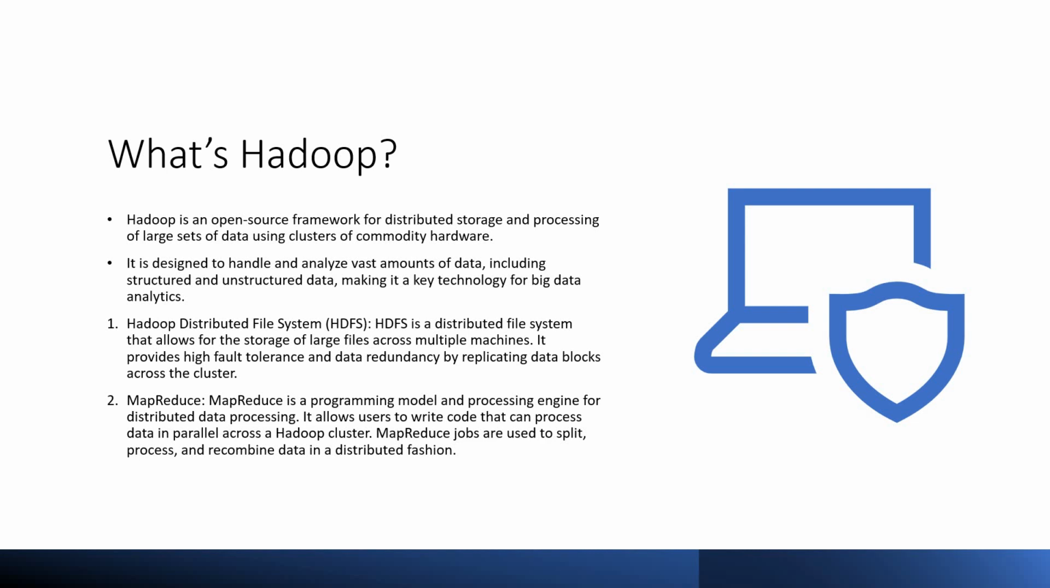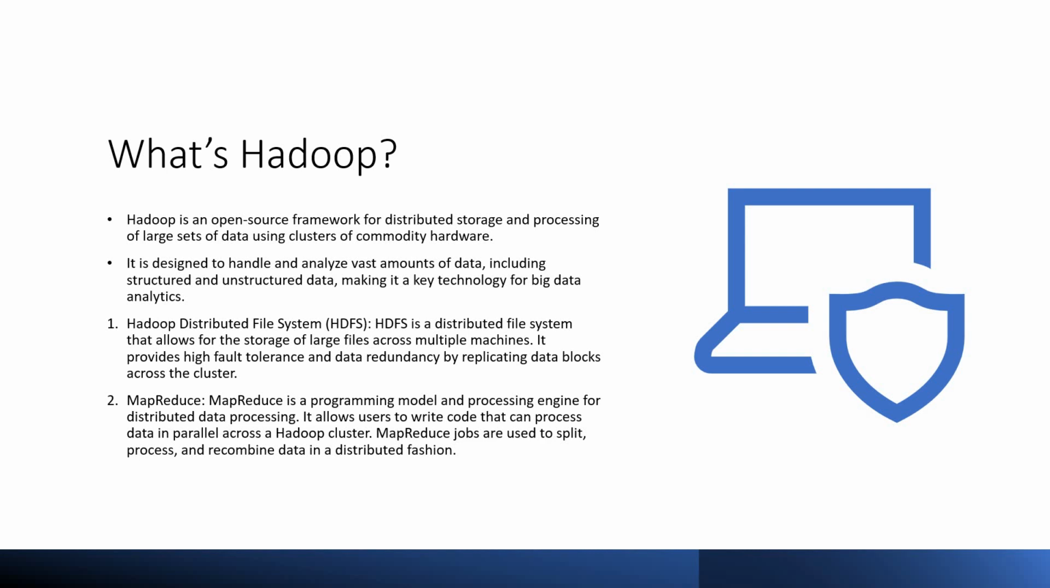There are two things that you need to remember when you talk about Hadoop. The first one is the Hadoop Distributed File System, and the second one is MapReduce. The Hadoop Distributed File System, often abbreviated as HDFS, is a distributed file system that allows you to store large files across multiple machines, right? It enables you to store large content across multiple machines.